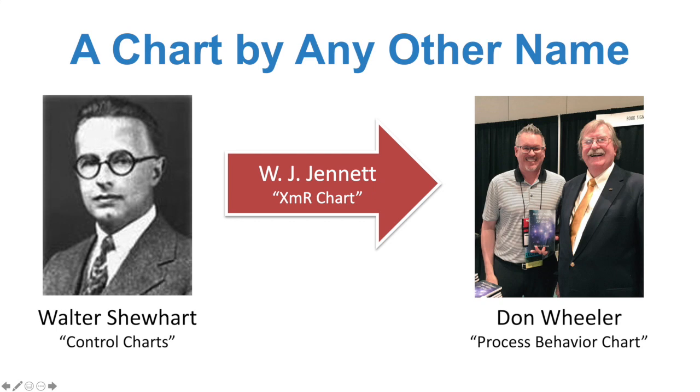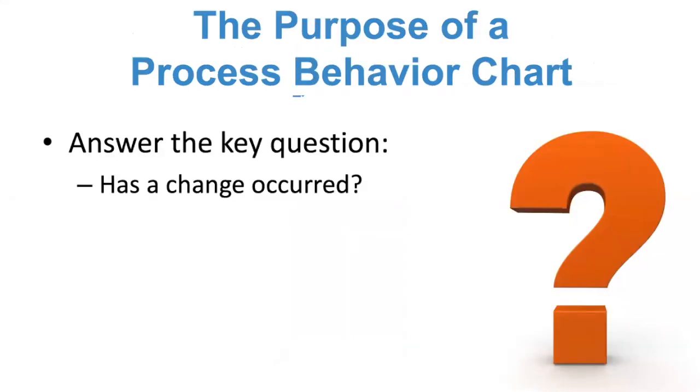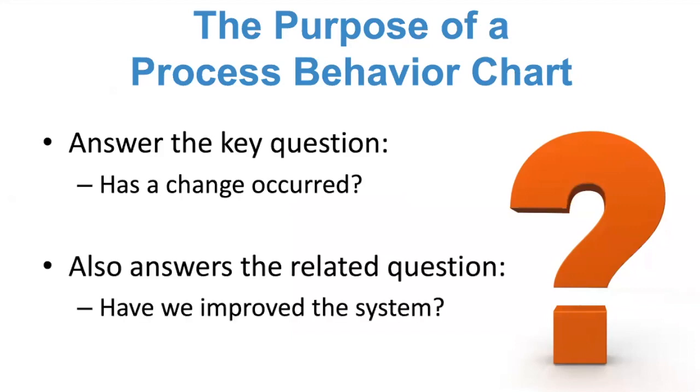So as we learned from Dr. Wheeler, what's the purpose of a process behavior chart? Arguably, it's to help answer a key question. Has a change occurred in our process, in our system? Has the system changed? Maybe due to some outside factor that is out of our control. It's not something we did, but it's something we discover and react to appropriately. But then we can also answer the related question of, have we improved the system?